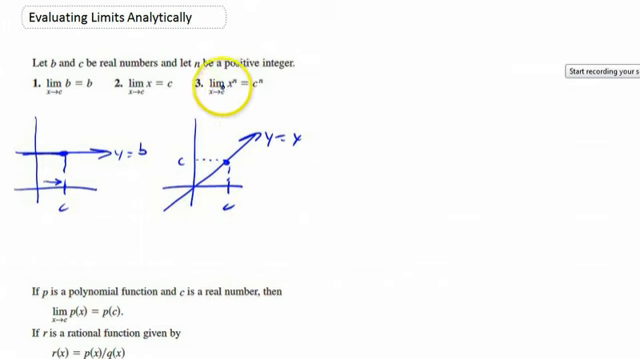And then finally, the limit of x to the nth power as x approaches c is just c to the nth power. In other words, you can just plug in whatever c is for x and you'll get what the limit is. Okay?